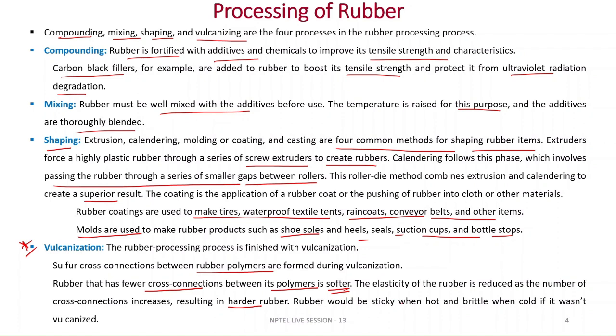Rubber would be sticky when hot and brittle when cold if it was not vulcanized properly. So to make it more durable, the vulcanization process is highly recommended as the last step of rubber processing.